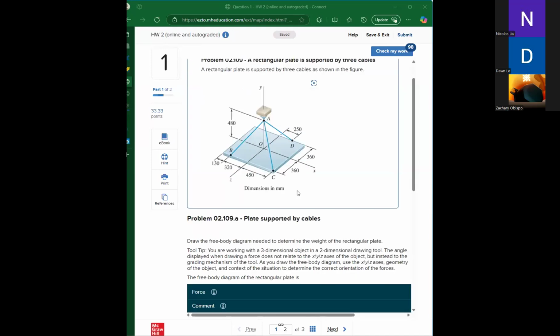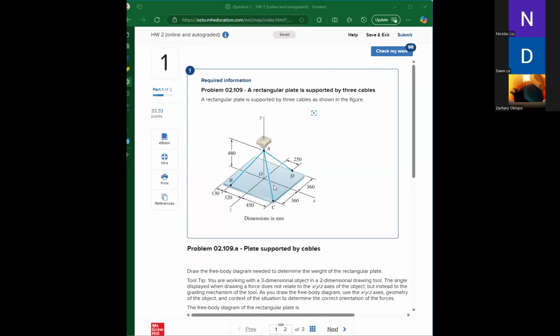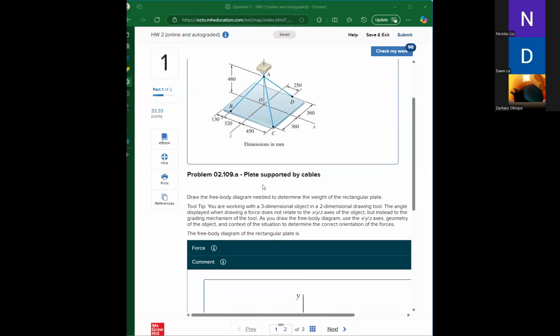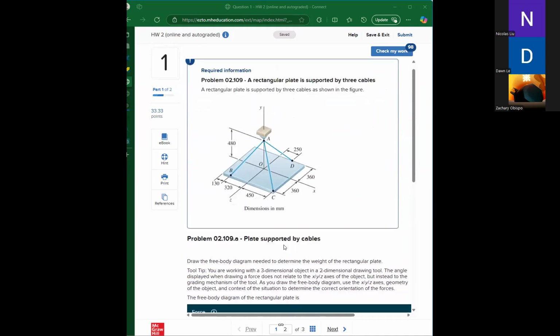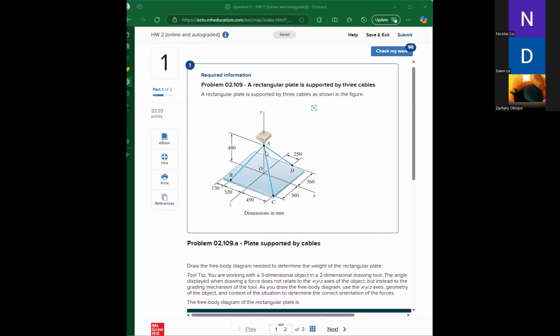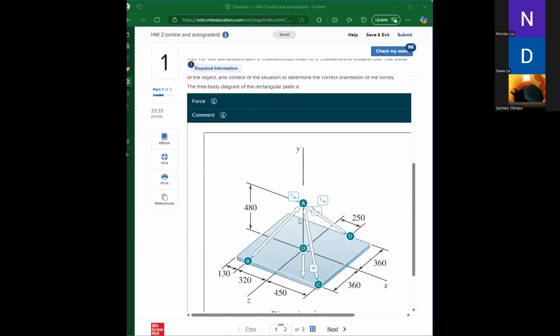Okay, so problem one, we have a rectangular plate at the bottom here, and then there's a pivot point at the top. The origin point is right below at A. So the weight of the plate itself is going downwards into the page, as you can see here, from point O instead. It's not from point A. But you could possibly draw it from point A.